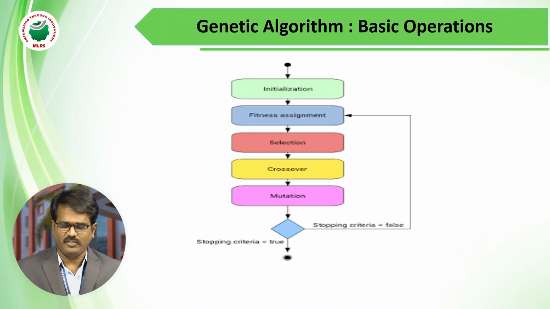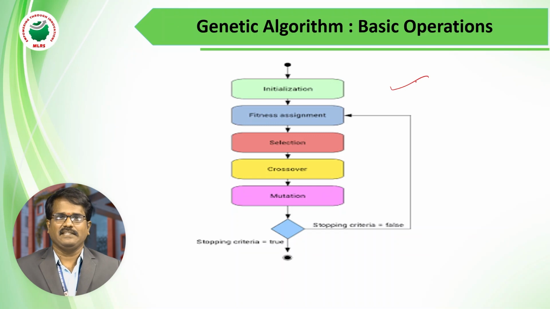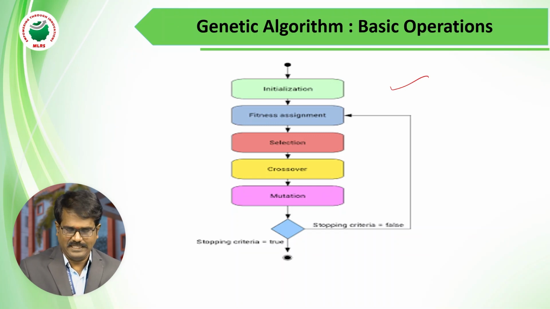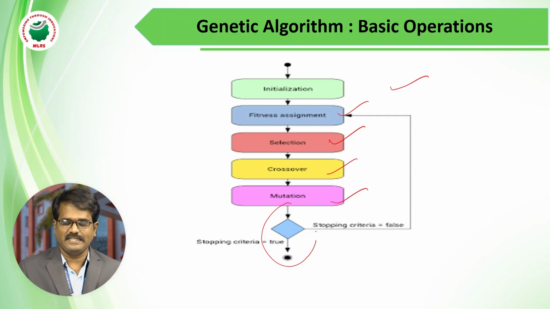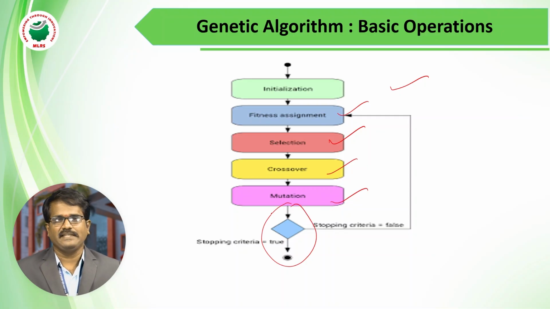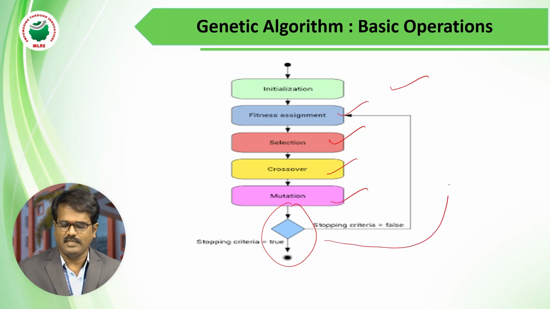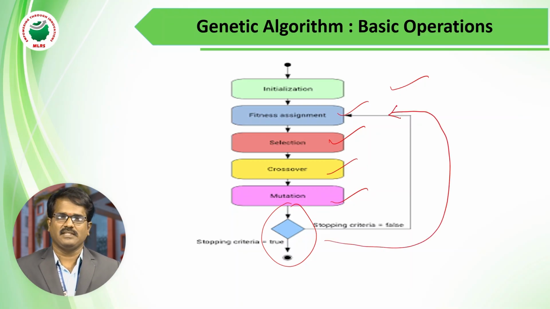Before going to the next topic, just see the flow chart or flow of the genetic algorithm. Here we can see initialization, fitness assignment, selection process, crossover, mutation, and we are checking the condition. If the specified criteria are met, we can stop. If the specified criteria are not met, then again we go through step 2. We do the same process until we reach the solution, until we find the optimal solution for the next generation. This is what happens in genetic algorithms.